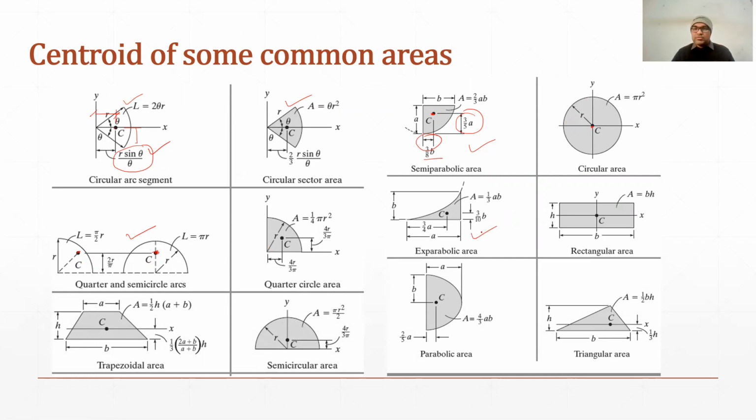In this case also, the parabolic area, rectangular area. So in this case, the CG will be where the diagonals meet. Similarly, in the case of triangle, it will be at 1 by 3 h. We have solved a similar example to find out the y bar coordinate. So that is also there.